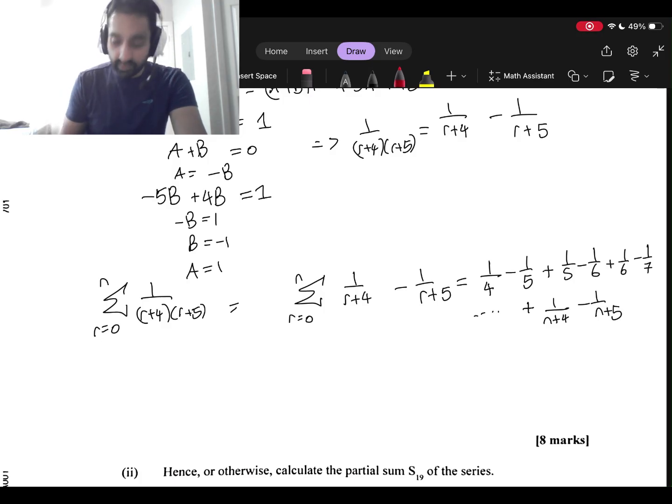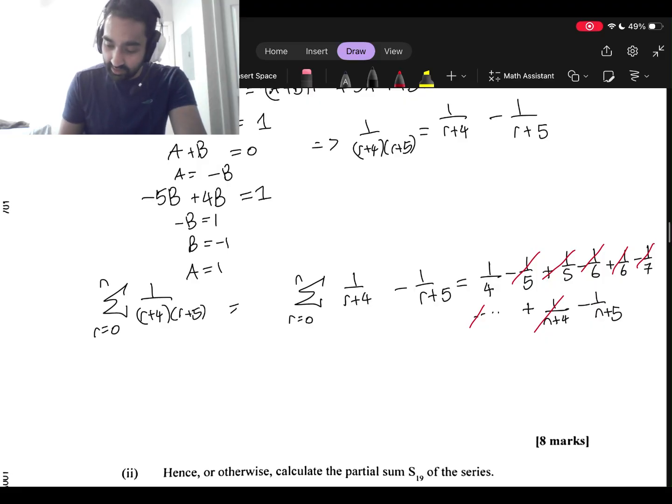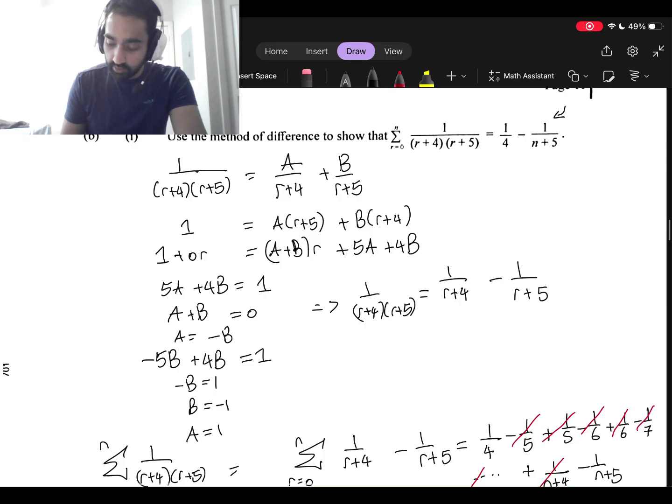And the method of differences, the key observation is that this plus 1 over 5 and minus 1 over 5 will cancel. All of the middle terms will cancel whenever they say do a method of differences. There'll be a plus 1 over 7 right here, and so on and so on. And then this last term will cancel. If you're unsure what cancels, remember they give you what the final answer should be. It's equal to 1 over 4 minus 1 over n plus 5.